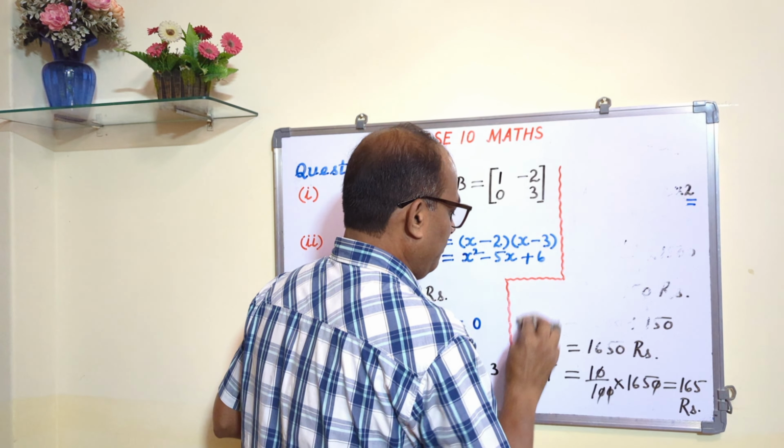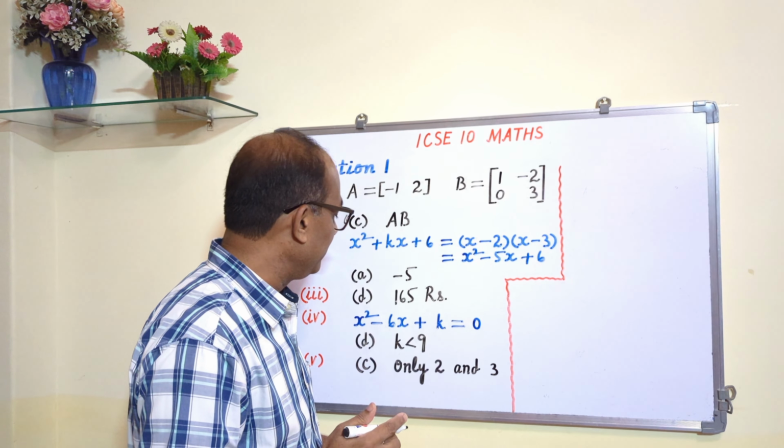We have to apply the condition, because it is said in the question that the roots are real and distinct. That means b square minus 4ac is greater than 0. So let's apply that condition: b square minus 4ac is greater than 0.